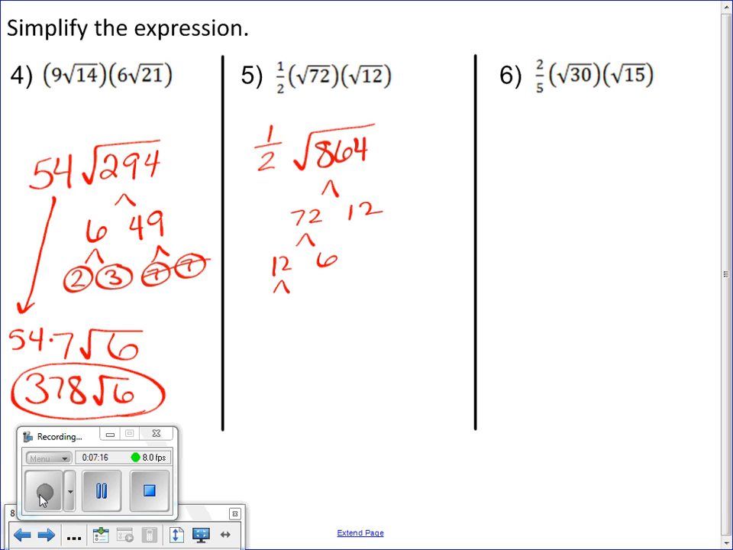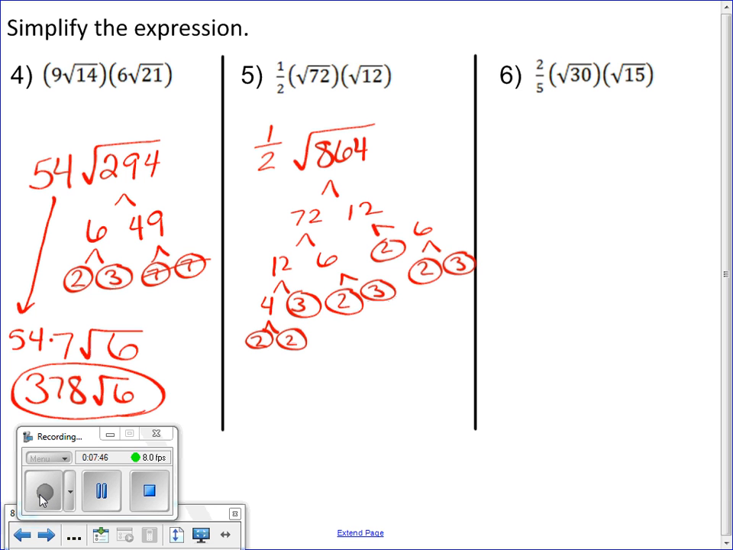All right, so 12. 4 and 3. 4. 2, 2. 6. 2 and 3. Another 12. For giggles, we'll go 2 and 6 this time. And then 2 and 3. So imagine if you forgot to circle all your primes. How confusing that might look. Very confusing. So make sure you're circling primes. Kind of help yourself out.